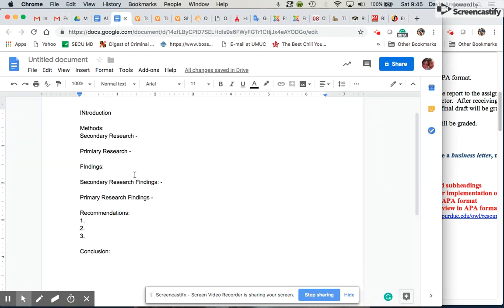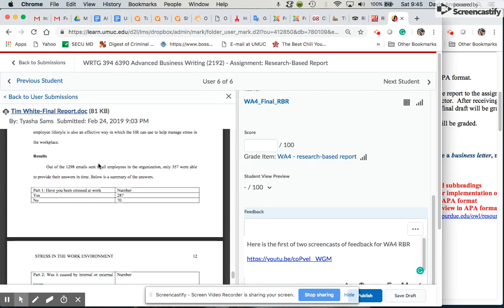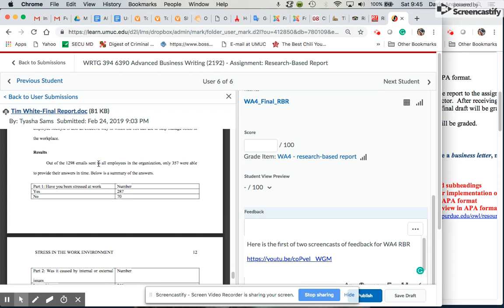See, you have results of secondary research. This is what scholarly articles say. And then results of primary research. This is what I found. So you want to make sure that you have a separate subheading for that so it's easier to understand, because you have two types of results that you're producing for this paper.